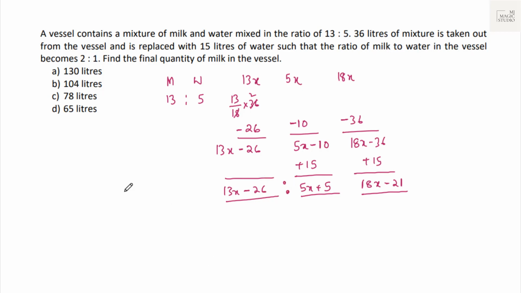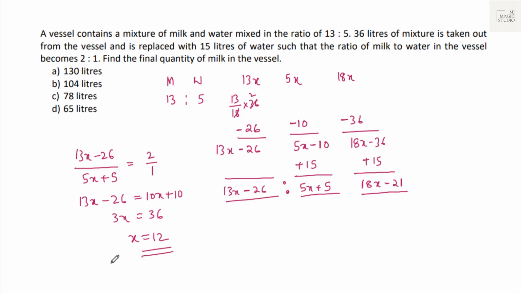Now it is given that the new ratio of milk to water is 2:1. That means milk is to water is 2:1. 13x minus 26 upon 5x plus 5 is equal to 2 by 1. We just need to solve this. 13x minus 26 is 10x plus 10. 13 minus 10 is 3x. 26 plus 10 is 36. So the value of x is 12.